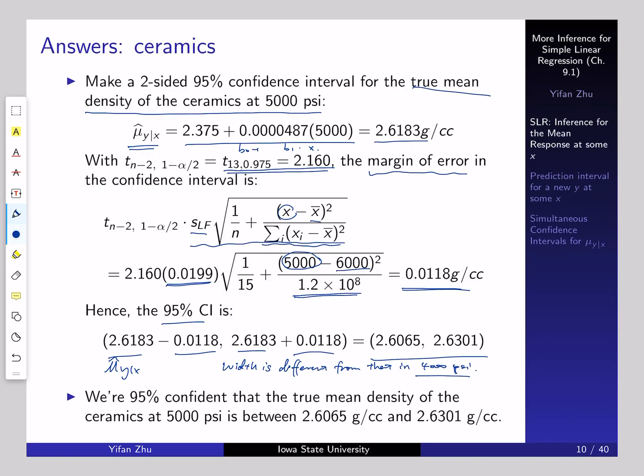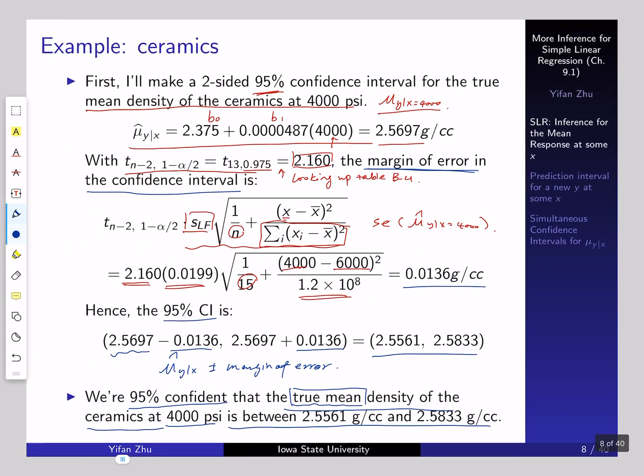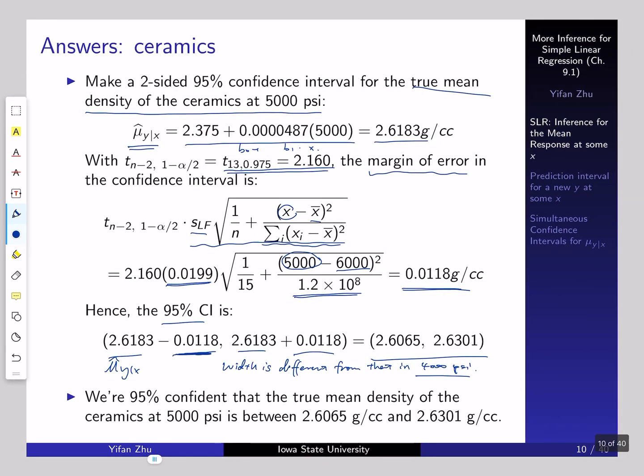When the covariate value is 5,000, the width is twice the margin of error. So the margin of error here is 0.0118. In the 4,000 case, the margin of error is different. It is 0.0136. So for a different x, the width of the confidence interval will change.